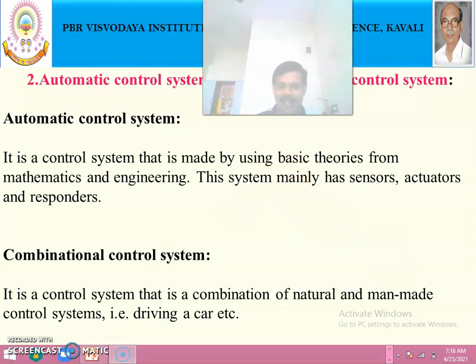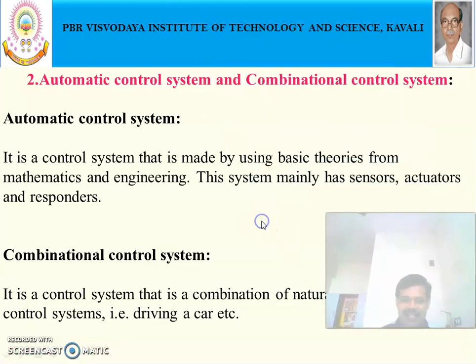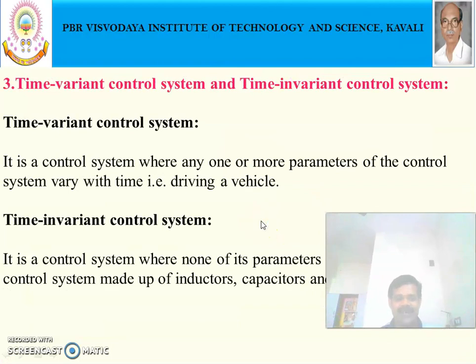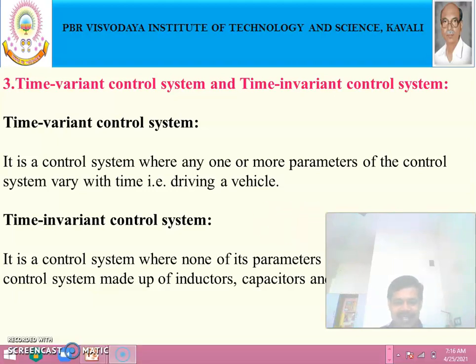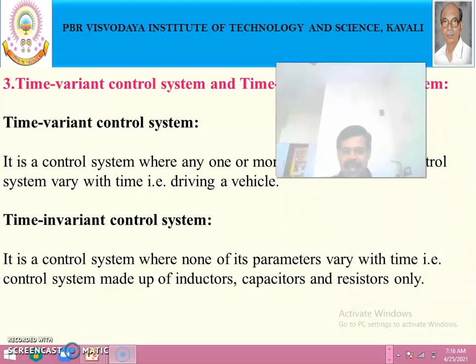Okay. Now we are going for the next classification, that is time variant control system and time invariant control system. If the parameters of the control system are changing with time, then it is a time variant control system. If the parameters are not changing with time, then it is a time invariant control system. An example of a time variant control system is driving a vehicle.